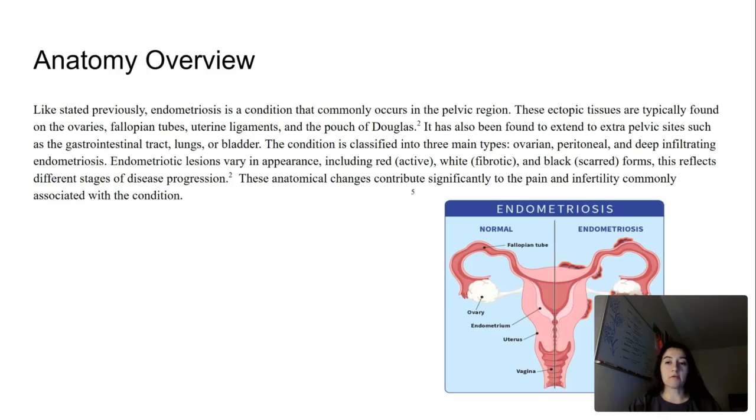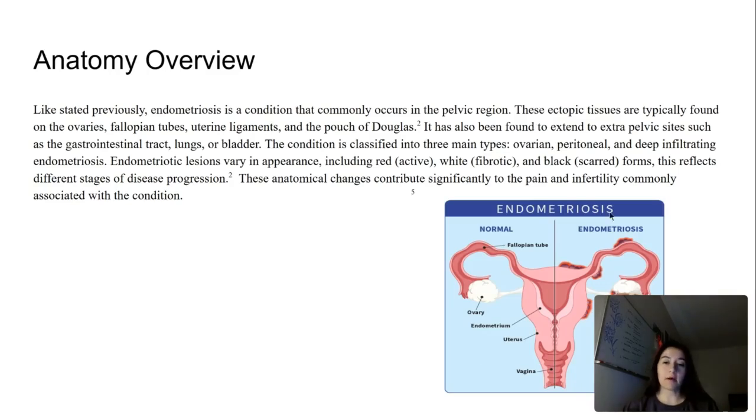So these ectopic tissues are typically found on the ovaries, fallopian tubes, uterine ligaments, and the pouch of Douglas. They've also been found to extend to extrapelvic sites such as the gastrointestinal tract, lungs, or the bladder. So this condition is going to be classified as ovarian, peritoneal, or deep infiltrating endometriosis. There are also endometriotic lesions that can appear in different colors. You have red, which is actively affecting, white, which is fibrotic, and then there's black, which is scarred forms. And this is just going to reflect what stage the disease has progressed to.